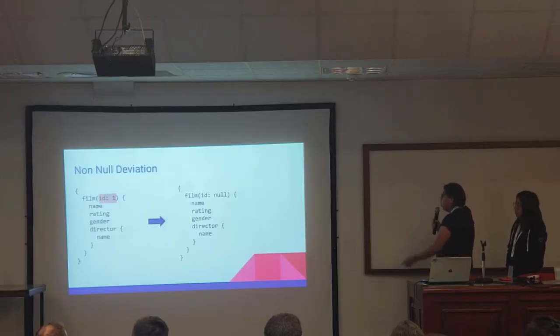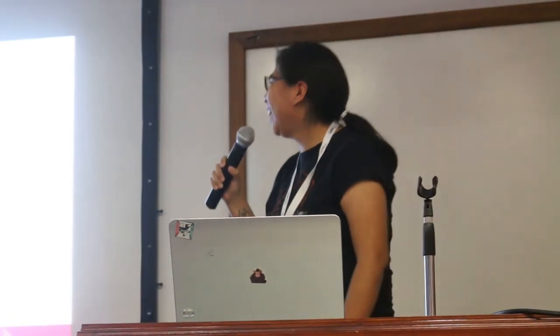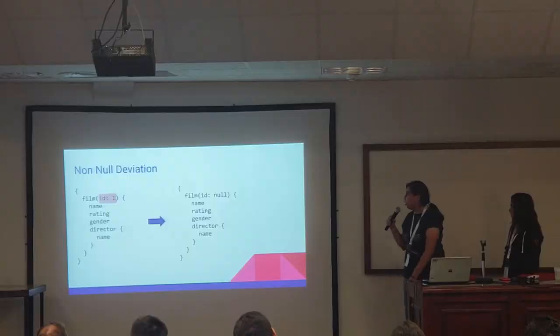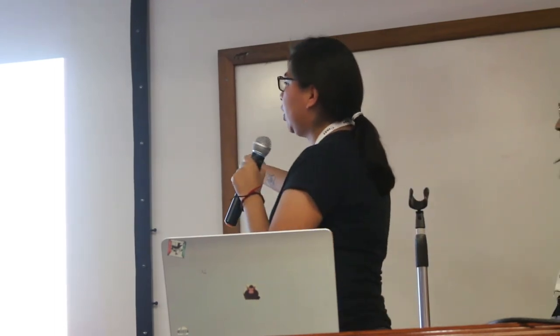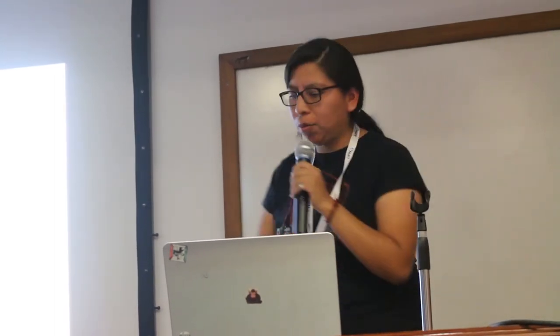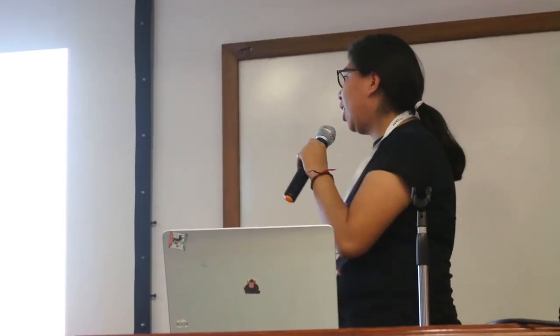Another deviation rule that we did was the non-null deviation, which focuses more on the arguments of the queries instead of the fields. In this case, the query on the left will retrieve a movie with an ID of 1, with the fields name, ranking, gender, and grade. Instead of that, we deviate the query and send null as the ID, and we should expect an error. If your server doesn't return an error and just crashes, and it has happened, the test will fail.